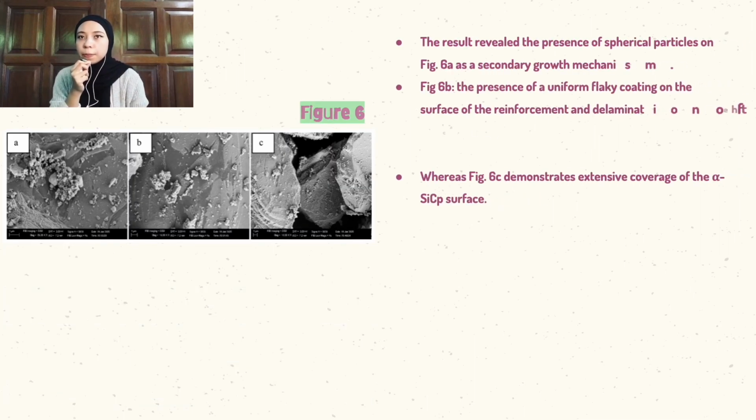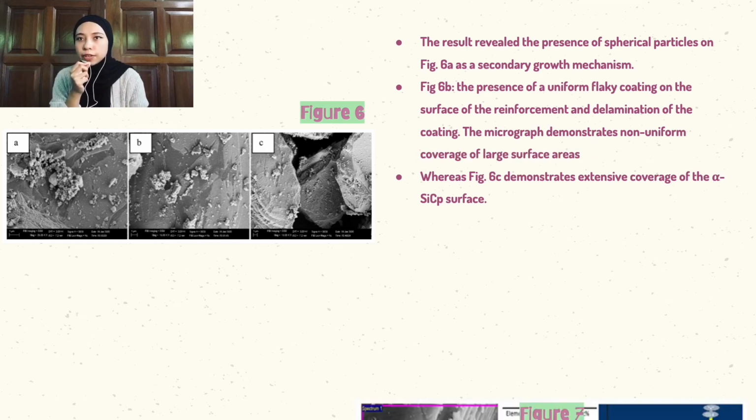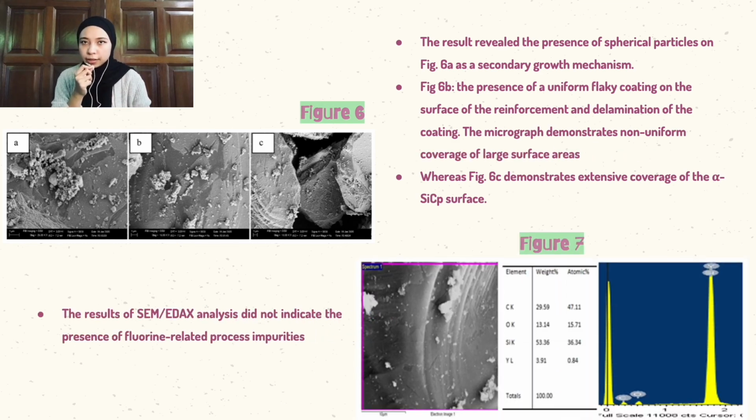SEM images of heat-treated sol gel treated alpha silicon carbide particles subjected to organic solvent wash revealed the presence of spherical particles in figure 6A as a secondary growth mechanism. Figure 6B shows the presence of a flaky coating on the surface of the reinforcement and delamination of the coating. The micrograph demonstrates non-uniform coverage of large surface areas, whereas 6C demonstrates extensive coverage of the alpha silicon carbide particle surface. The result of SEM or EDX analysis did not indicate the presence of fluorine and related process impurity in figure 7.